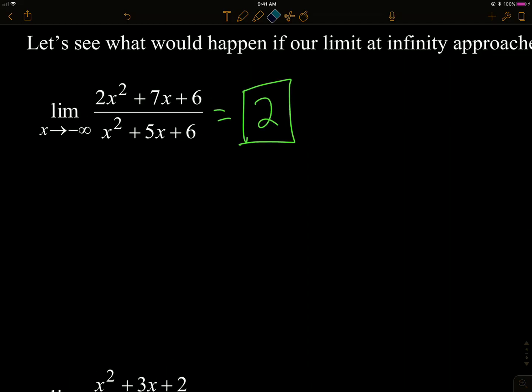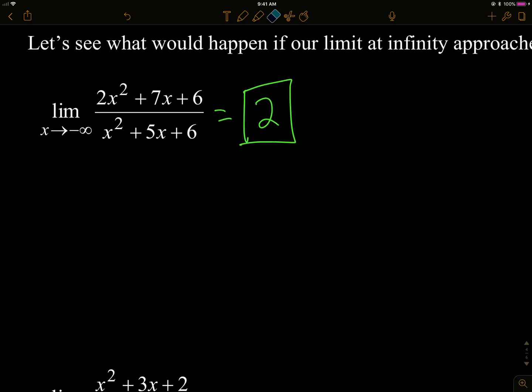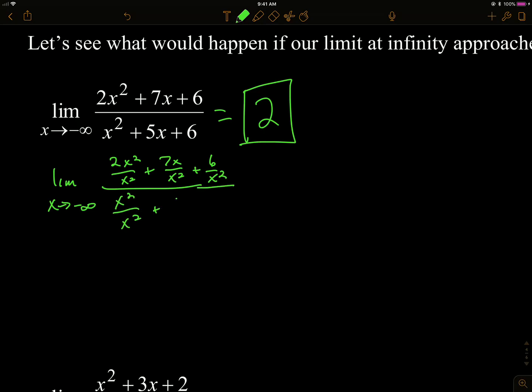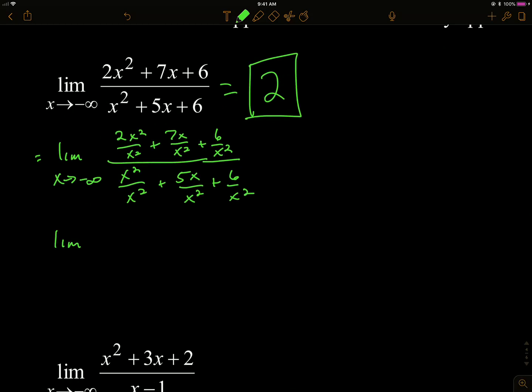Let's confirm, though, how we would do this. If you don't want to analyze asymptotes, you could always just follow that rule of dividing by the largest power of x in the denominator. We simplify.